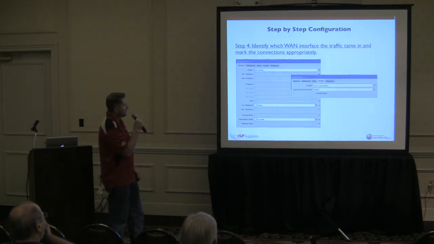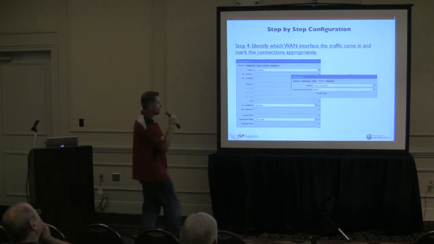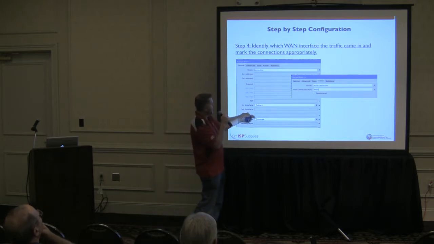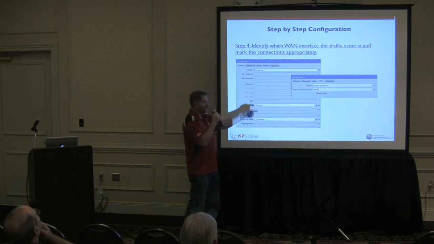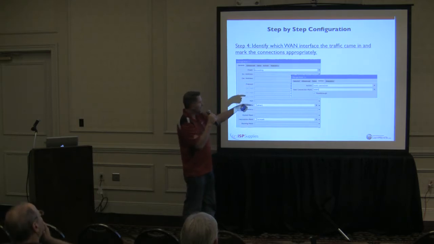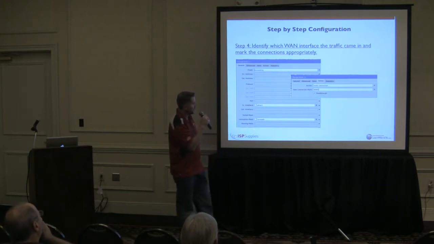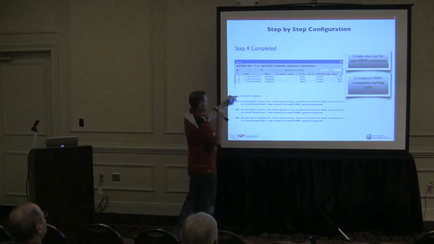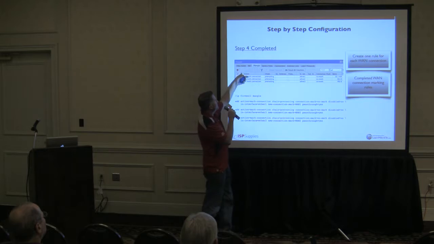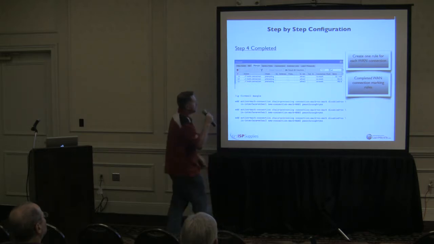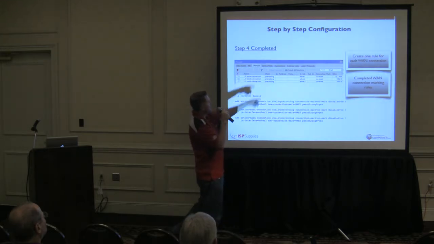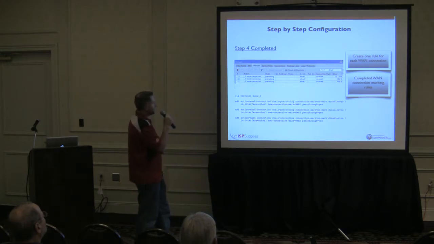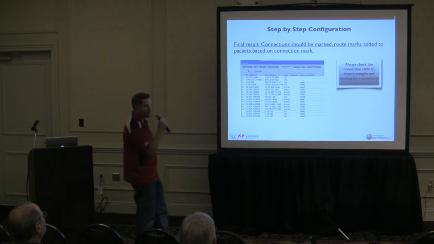And our action is going to be new connection mark WAN 1. And so again, we'll repeat that 3 times. Once for Ethernet 1, once for Ethernet 2 as WAN 2, and once for Ethernet 3 as WAN 3. Step 4 is now complete. You can copy and paste. We have 3 connection marks. We're looking for unmarked traffic coming in the WAN interfaces and marking the connections. We're almost there. Stay with me.